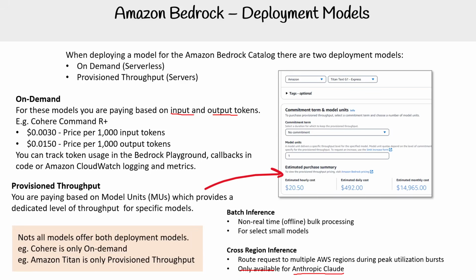Not all models are offered in both deployment models. So, Cohere, I only saw on demand, whereas Amazon Titan, I only saw with provisioned throughput. And when I say Amazon Titan, I should be very specific here, because it's Lite or Express that is provisioned throughput, because Premier actually is on demand. So again, it's just me making a mistake in the slide and quickly correcting it. But yeah, there you go.